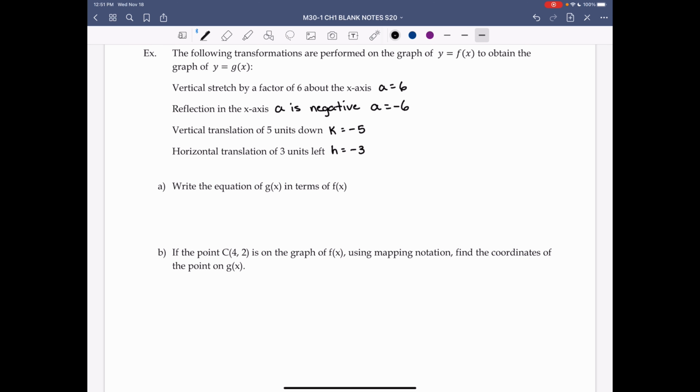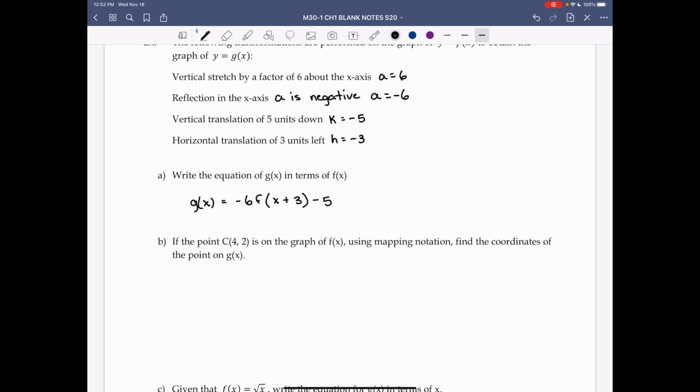Write the equation of g of x in terms of f of x. g of x equals negative 6, the a value, then f of, there's no b, we have x minus negative 3, so x plus 3, close bracket, and then we have minus the k value, which is 5.